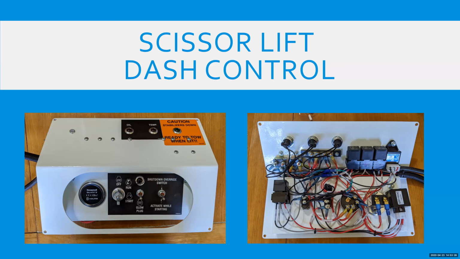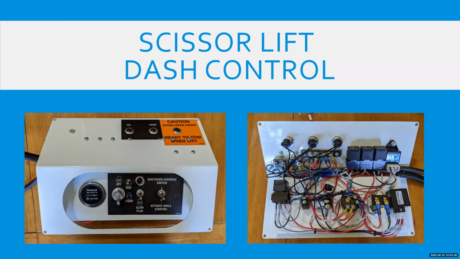This is the dash control itself. The main functions that it does is it has the starter, and it has the glow plug, which is a preheat for the engine. And this also houses most of the relays that communicate with the rest of the peripherals of the scissor lift.